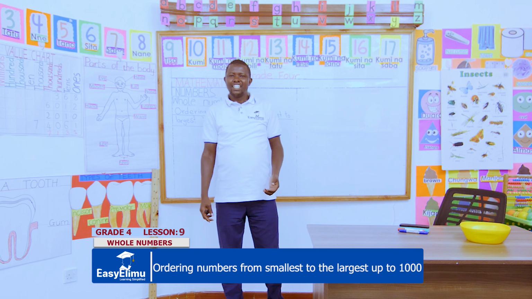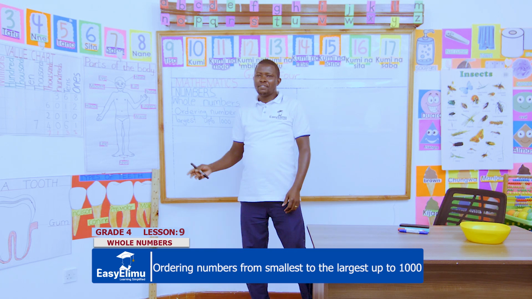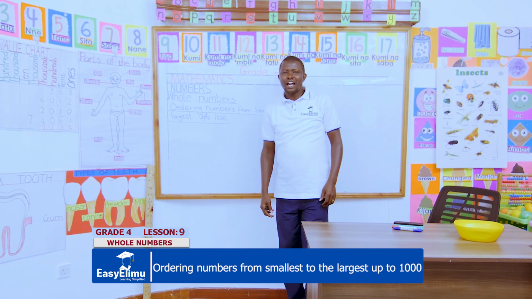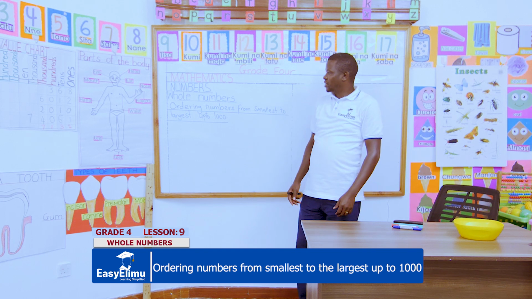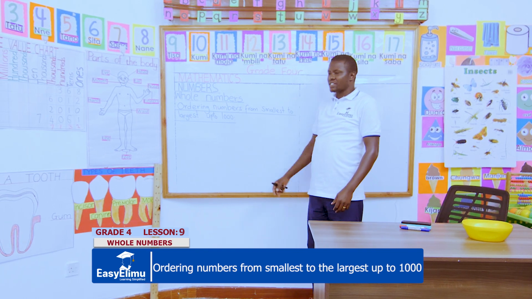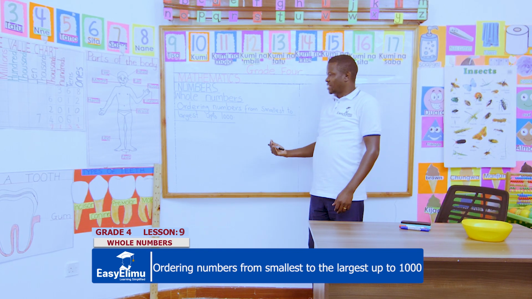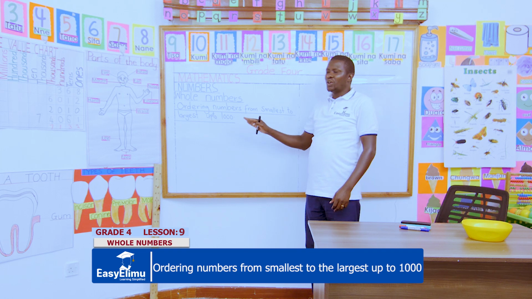In our lesson for today, in grade 4, mathematics activities, we are still on numbers and we will look at how we order numbers from smallest to the largest.